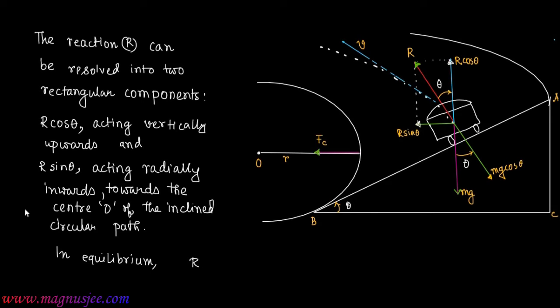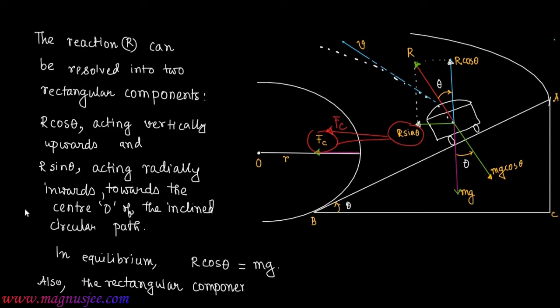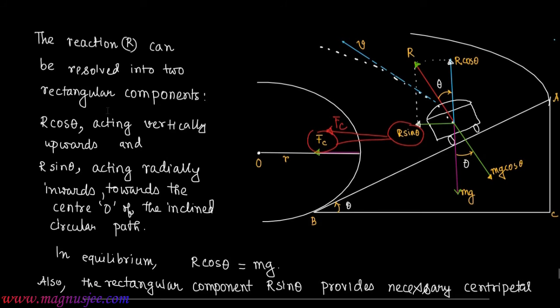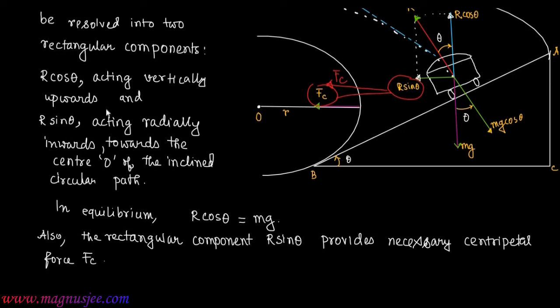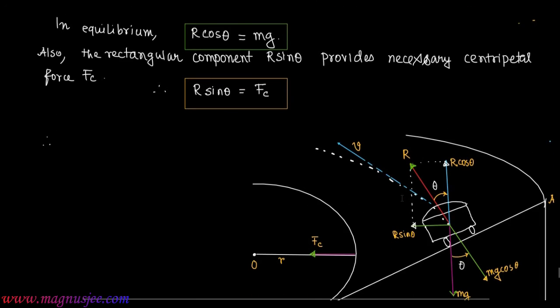In equilibrium, R cos theta is equal to mg. Also, R sin theta supplies the necessary centripetal force Fc, which is acting radially inwards. The rectangular component R sin theta of normal reaction on the car provides the necessary centripetal force Fc for taking a turn. Therefore, R sin theta is equal to Fc.